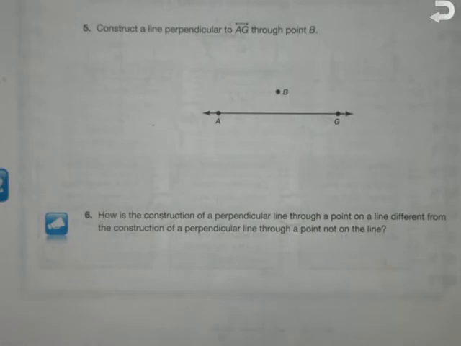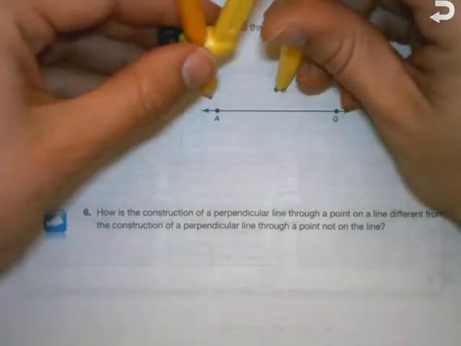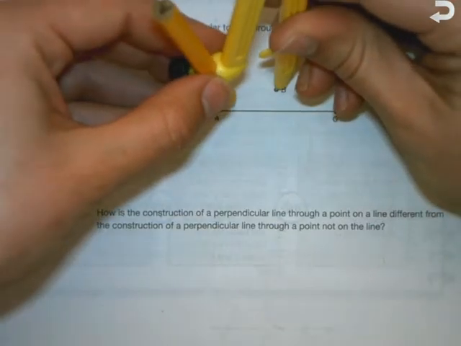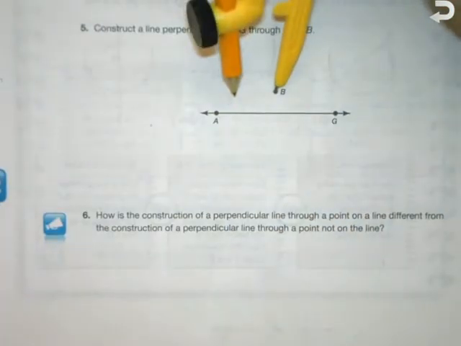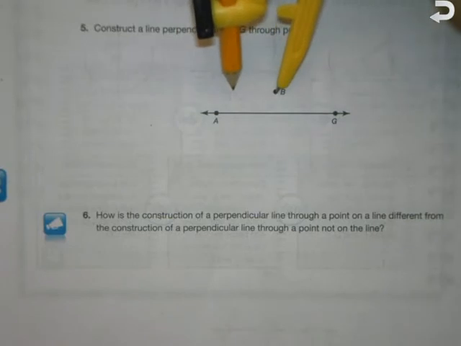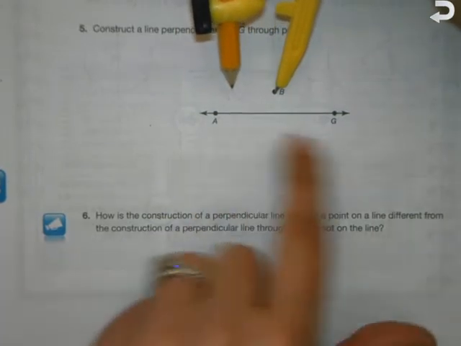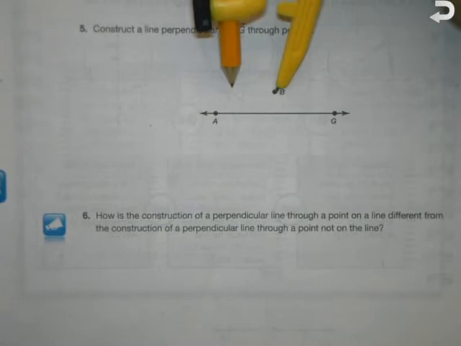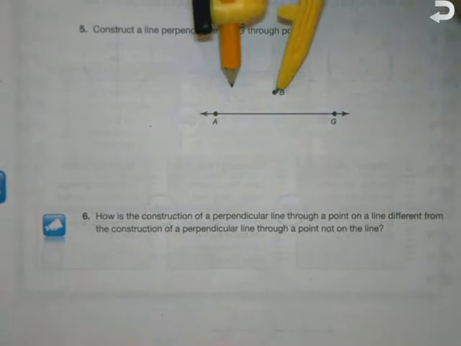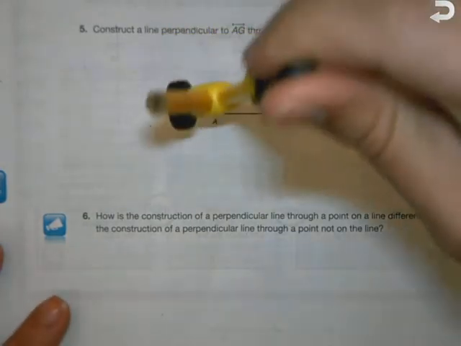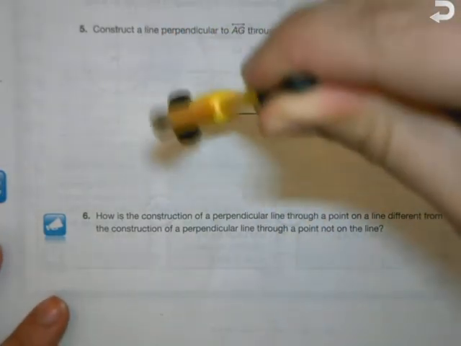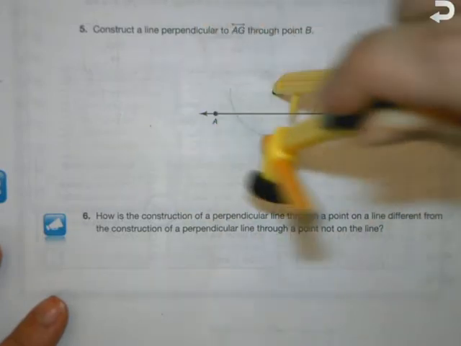Okay, so the first thing we are going to do is we are going to draw an arc using B as a center, okay? We do not want it to go through points A, G, okay? So let's make our compass a little bit smaller. We don't want it to go through the points. The only reason they give us points on that line is because they have to name the line, okay? So open your compass so that it's not going to go through AG, and let's draw an arc using B as your center. So it should look something like that.